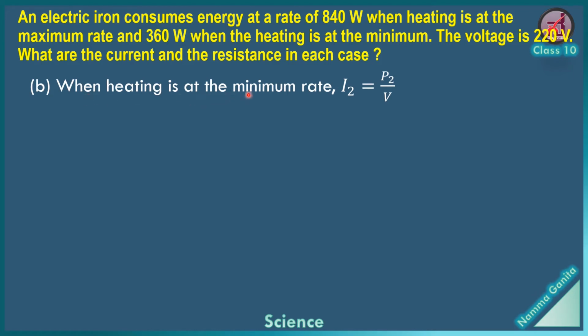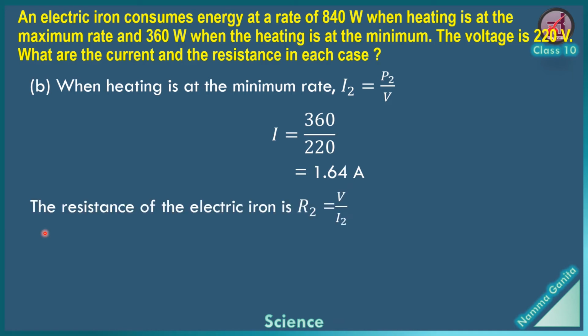Consider the second case, when heating is at the minimum rate. I2 is equal to P2 divided by V. Substitute the values: I2 is equal to 360 divided by 220 volt, that is equal to 1.64 ampere. Now we find the resistance in the second case. The resistance of the electric iron is R2 is equal to V by I2, which is 220 divided by 1.64. Answer is 134.15 ohm.